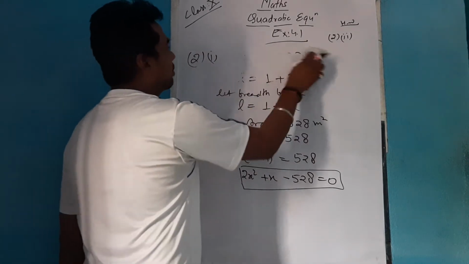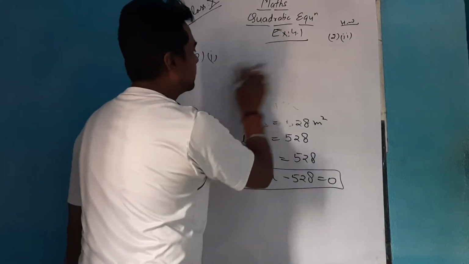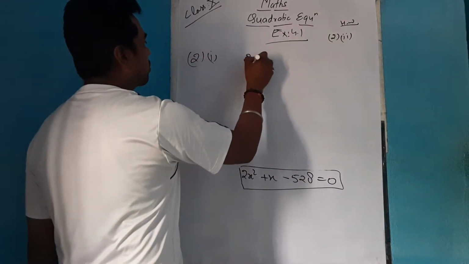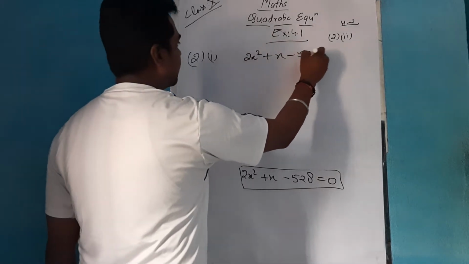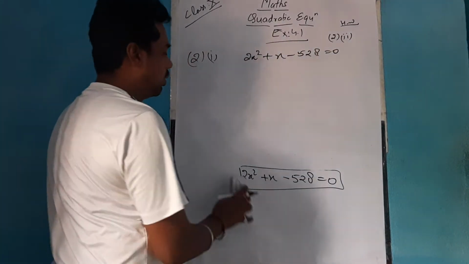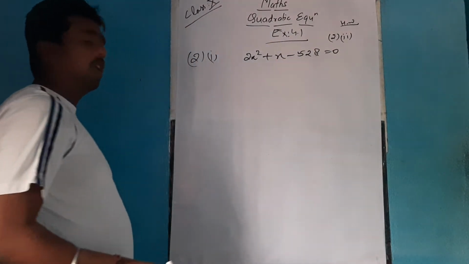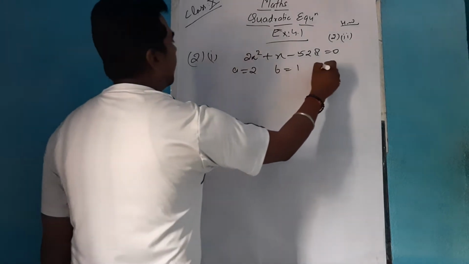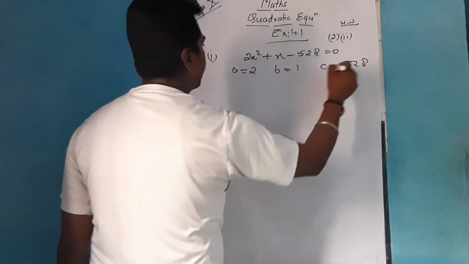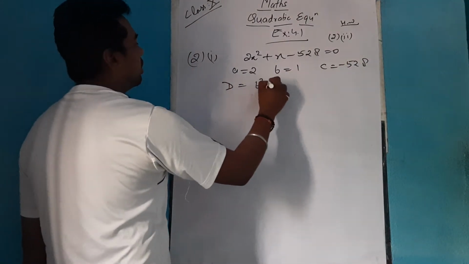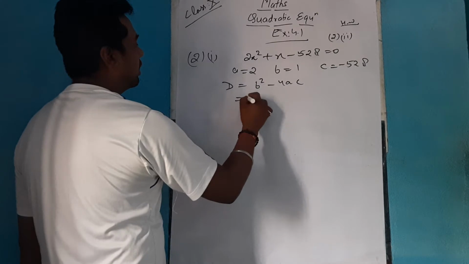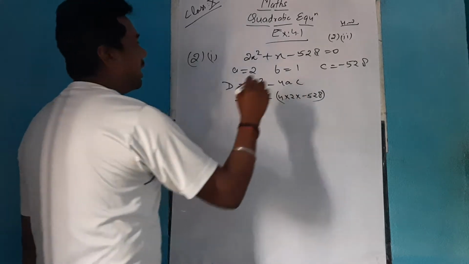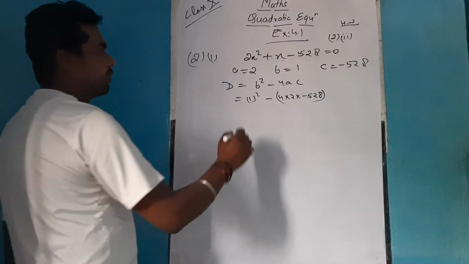Till here I hope it is clear. So now the equation is 2x square plus x minus 528 equals 0. Well, either you can factorize or you may directly apply the quadratic formula. First get the values of a, b and c, where c is minus 528. Let's get the value of D first, which is b square minus 4ac. That becomes 1 square minus 4 into 2 into minus 528, as the value of c is given as minus 528.